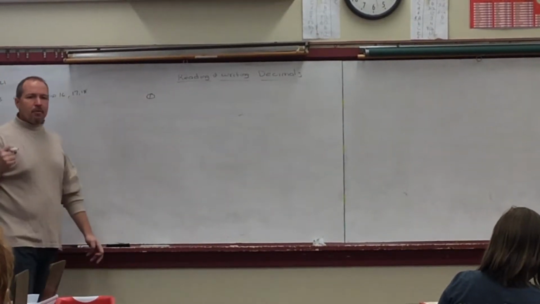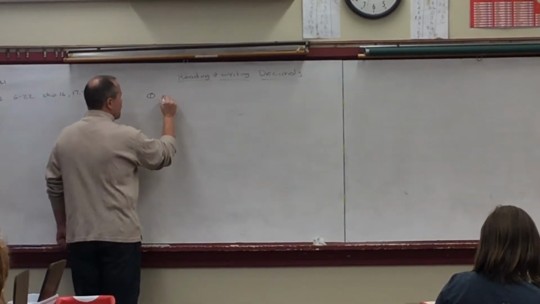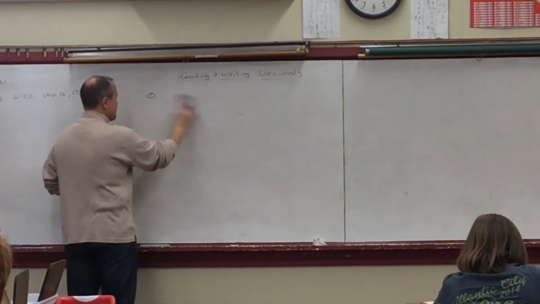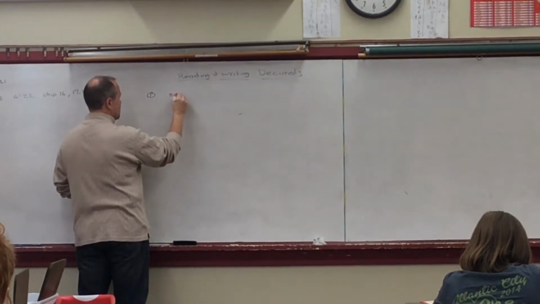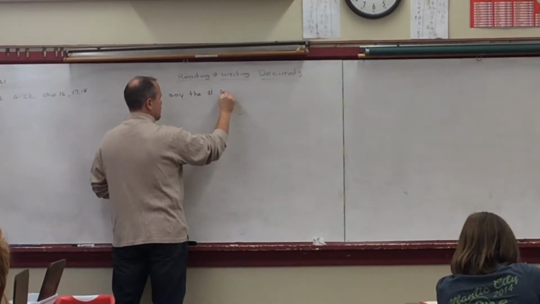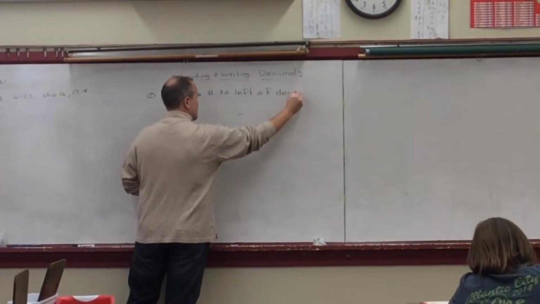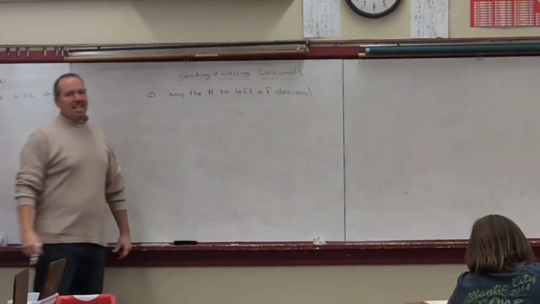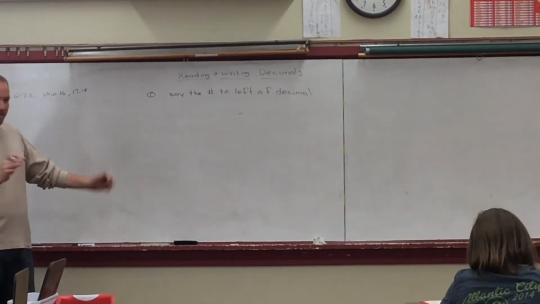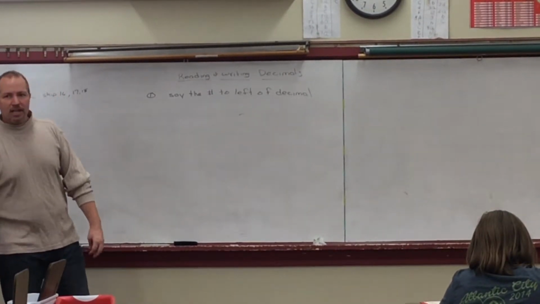Okay, when we read a decimal, or when we're writing a decimal, the first part, we say the number to the left of the decimal, just like you normally would. Pretend you can cover up the decimal and everything to the right. Simply say the number to the left of the decimal like you normally do.